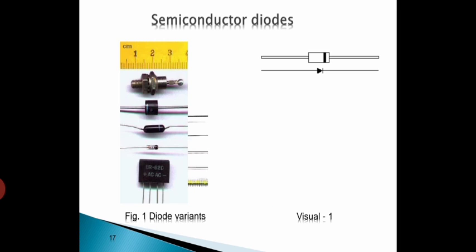Different types of semiconductor diodes are shown in figure. You can see all these figures.